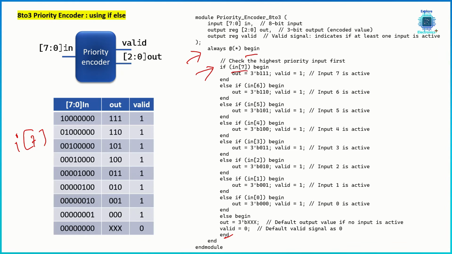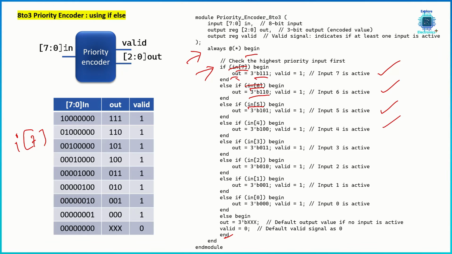First I am checking the highest priority one, that is in of 7. If in of 7 is 1, we will be encoding the output to 111. Suppose in of 7 is 0, then only we need to look for in of 6, correct? Then the output will be encoded to 110. Suppose this is also 0, then only we need to look for in of 5. This is the priority level we have given. 7 will have the highest priority, 6 will have the next highest priority, 5 the next highest priority, like that.